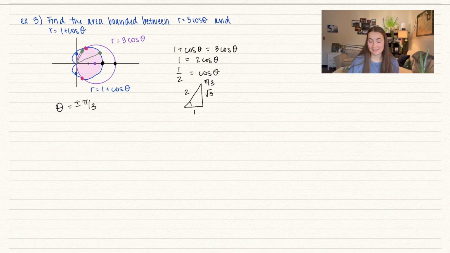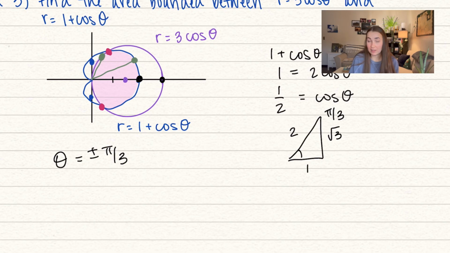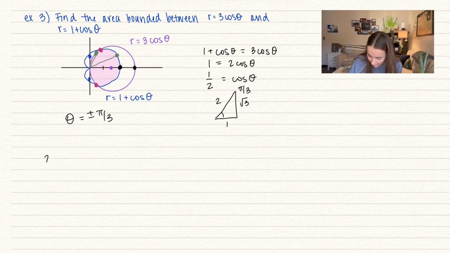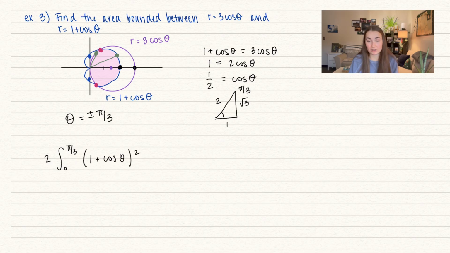So let's go ahead and set up our integrals, right? The first thing I'm going to do is find the area of just half of it and multiply it by 2. So let's go ahead and do the top half. So here I'm going to do 2 times, and now we're integrating from 0, starting at the 0 position all the way to pi over 3. The radius in that is the blue one, which is 1 plus cosine of theta, quantity squared, that's our little cardioid, d theta, plus, and then I actually forgot our 1/2 right here.